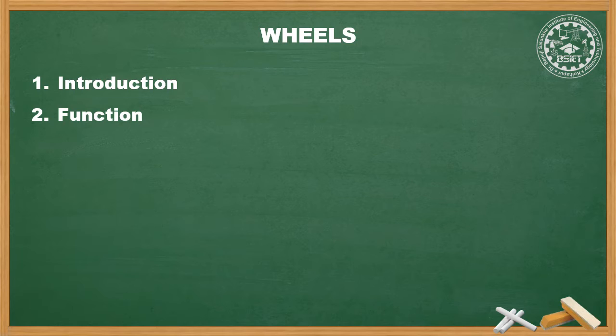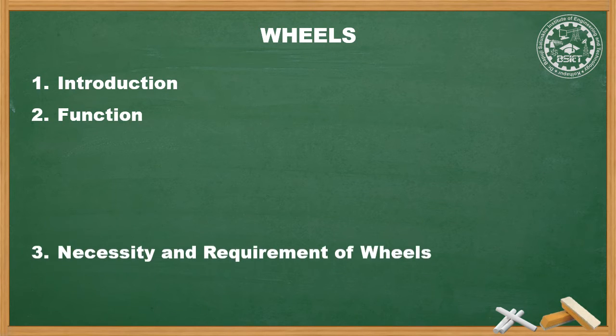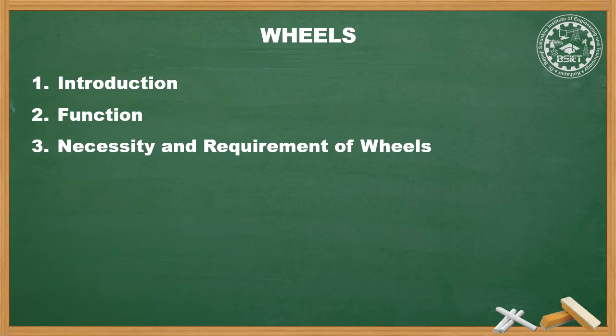It assists the steering system of a vehicle and it should absorb the shocks caused by road irregularities. The necessity and requirements of a wheel are that it should be strong enough to withstand the weight of a vehicle. It should be perfectly balanced statically and dynamically. It should be light in weight and easily removable. It should be able to grip the road surface and it should not deteriorate with weather, condition and age.